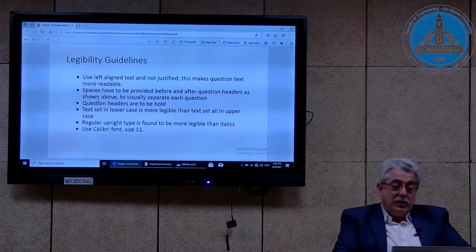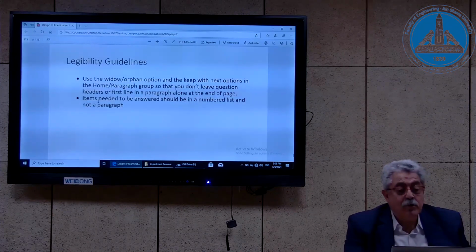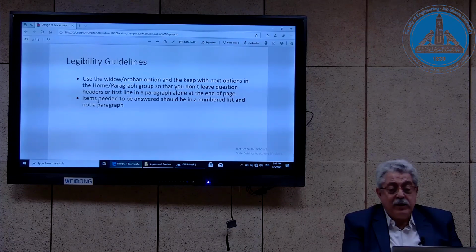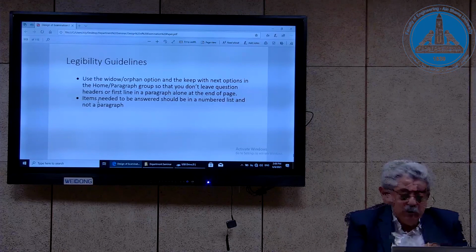And my suggestion is to use Calibri font, which is one of the 10 top fonts, in size 11. Use the widow orphan option, and items needed to be answered should be in a numbered list and not a paragraph, as shown above.